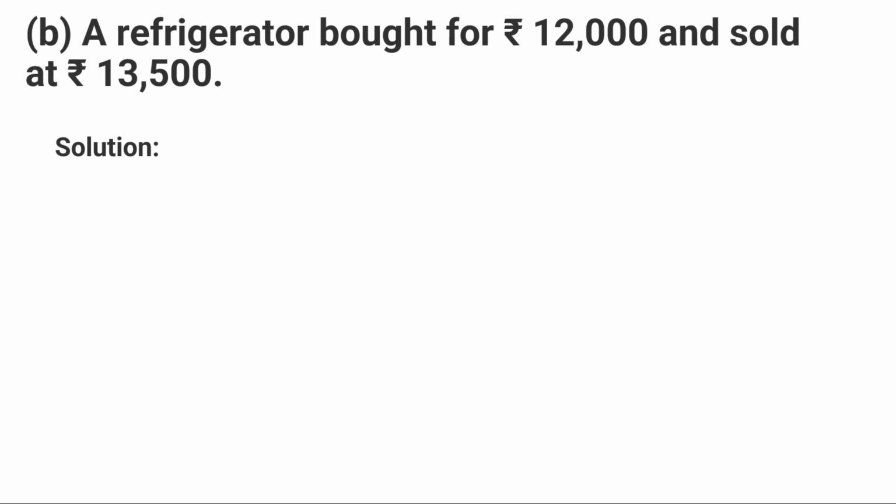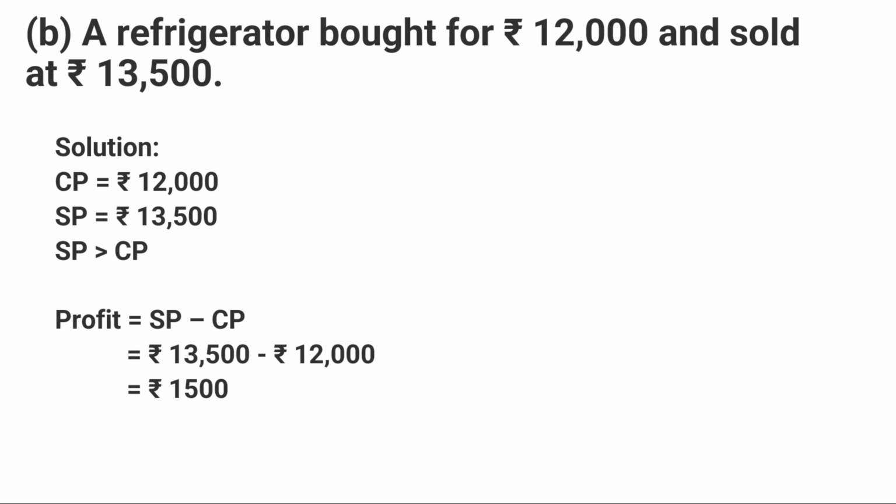A refrigerator bought for rupees 12,000 and sold at rupees 13,500. So the cost price, that is the buying price, is 12,000 and the selling price is 13,500. Here SP is greater than CP, so there is a profit and we would subtract these two, that is SP minus CP, and we get 1500.